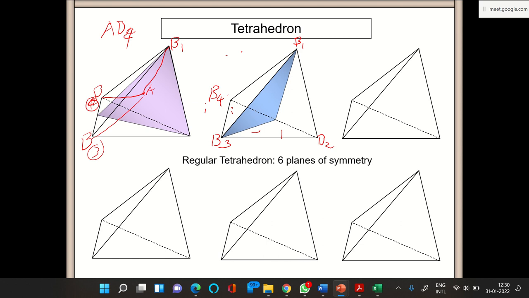This one. So again you have A at the center, passing through A, B1 and B3. The line contains B1, B3 and A. This A, B1, B3 is contained in the plane, and it bisects the line joining B2 and B4. So this is how you can describe each one, and if you go on like this, you can find there are 6 such planes in a tetrahedron.